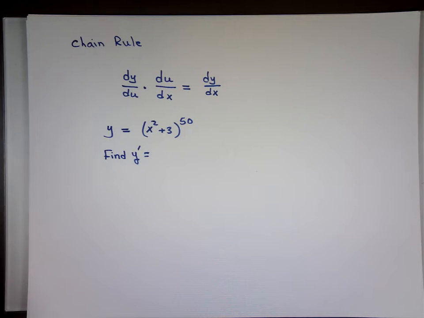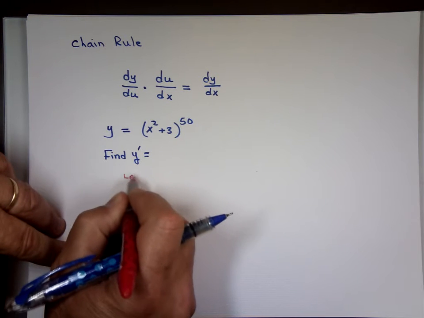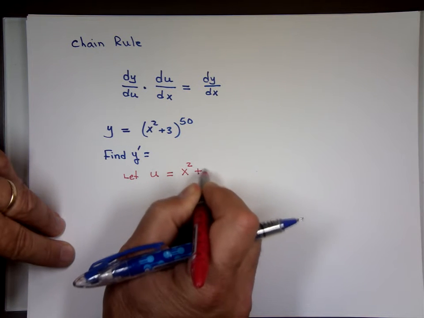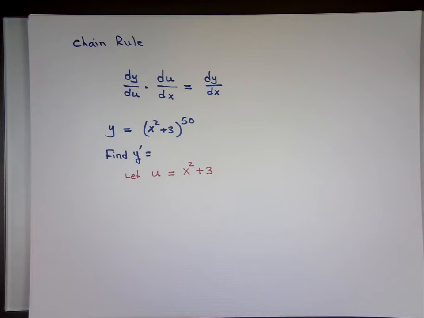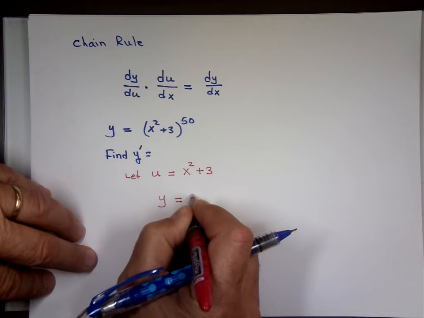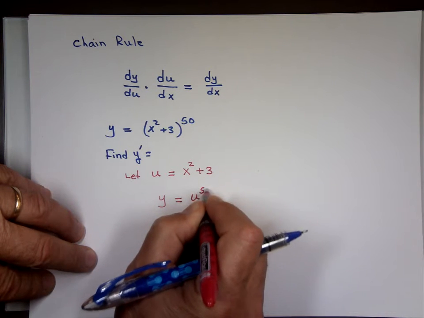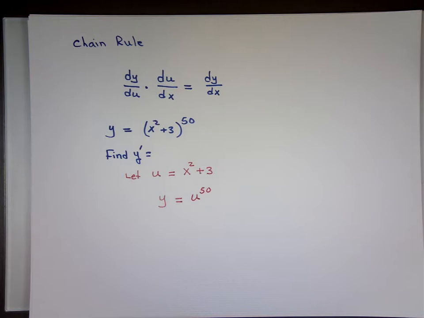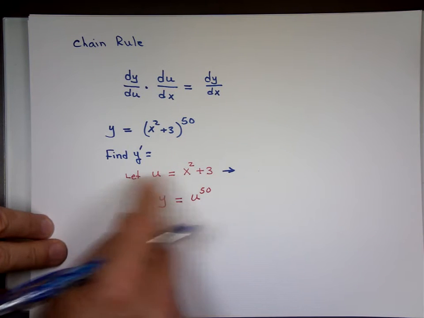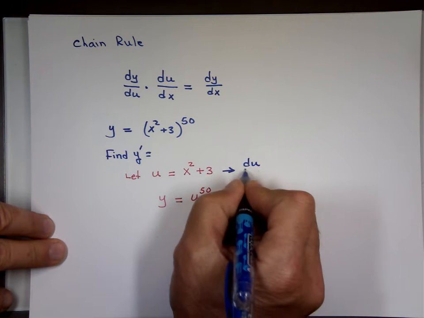Chain rule says, let me create a new variable. Let me let u equal x squared plus 3. So I made a new variable. I called it u, and it's equal to what's inside the parentheses. That means I can write y now as what? u to the power of 50. The derivative of this, I'm using u and I'm using x, so the derivative of this will be called du/dx.